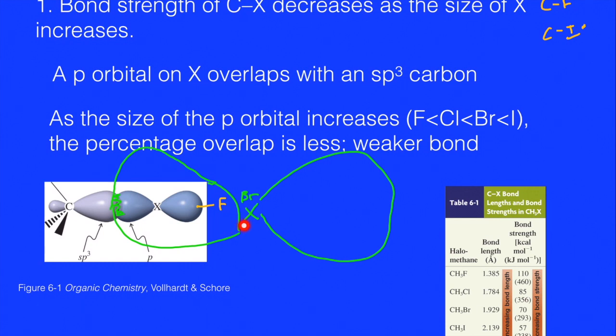Bonds being weaker is sort of okay. That means it's easier to break, like a carbon-iodine bond, and that can actually be good for some reactions if you're trying to get something to occur. We're going to see some of that in this chapter and also in the lab as we move forward.